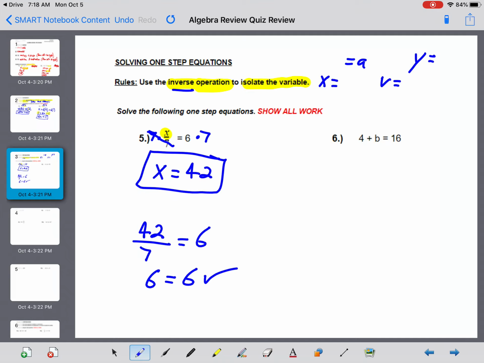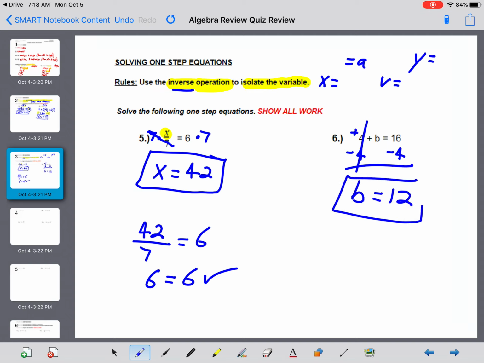Number 6, we have 4 plus b equals 16. This is a positive 4, so you're going to subtract it on both sides. 4's cancel. b equals 12.